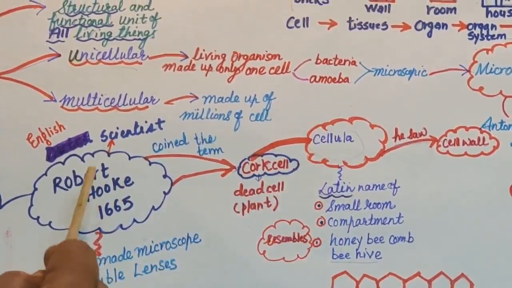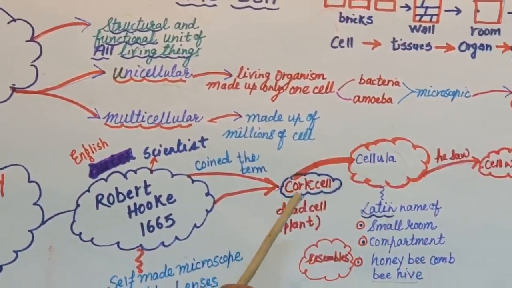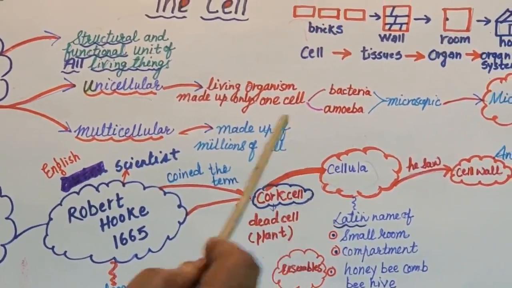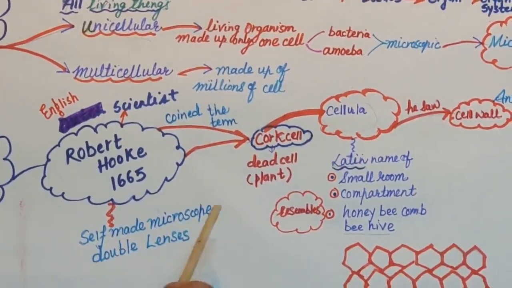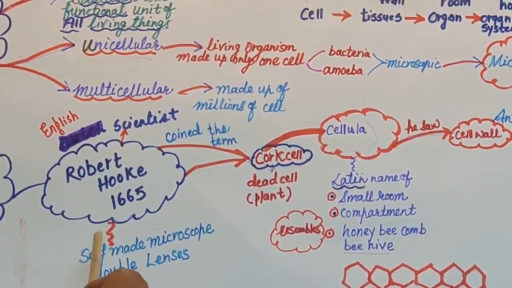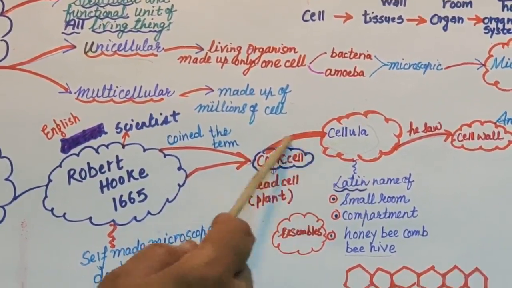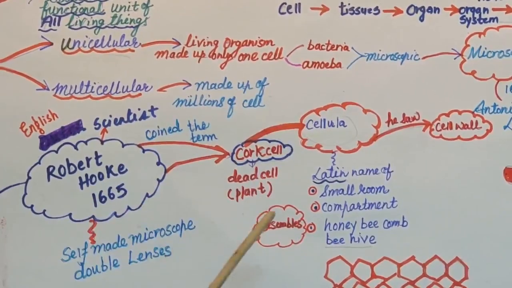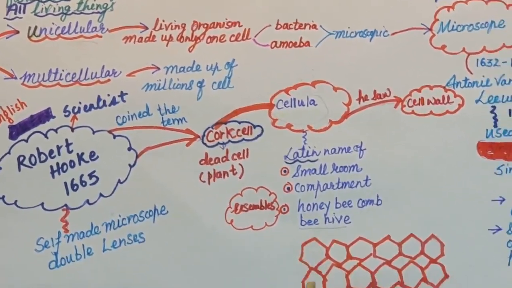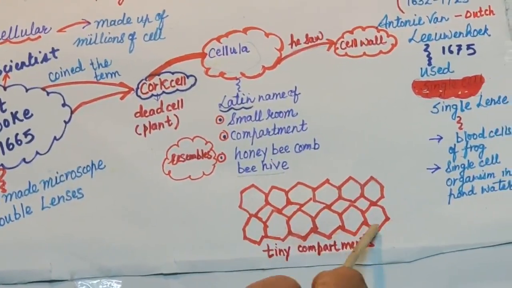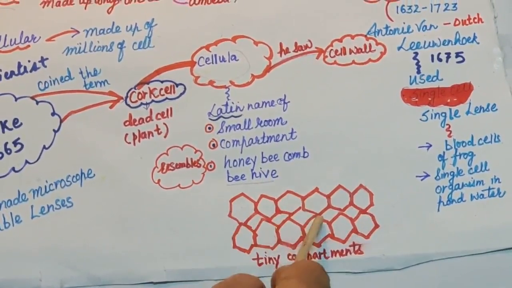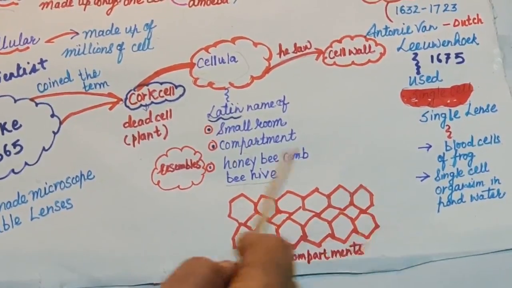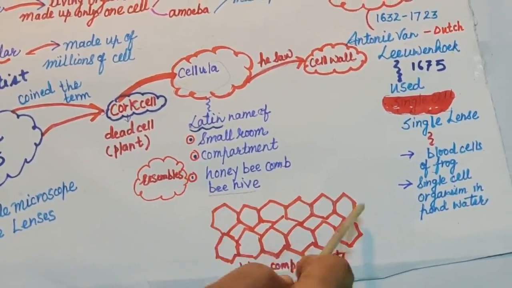So, Robert Hooke observed cork cells under a double-lens microscope which he made himself. And what is a cork cell? It is a dead cell of a plant. So, what he saw was this kind of structure, compartments. So, he coined the term cellula, meaning compartment. It resembles a beehive.